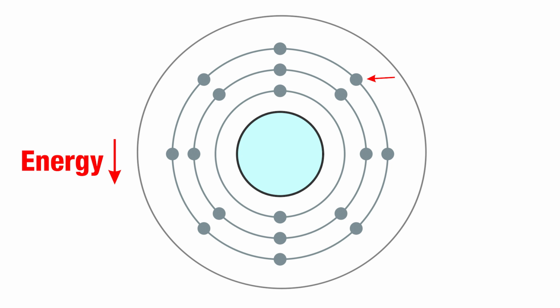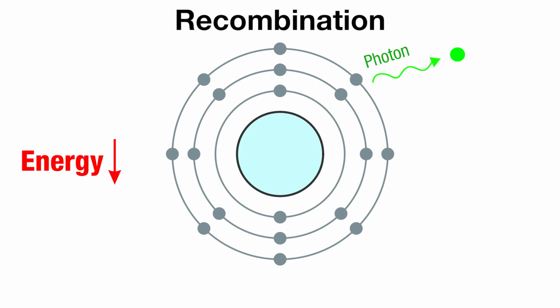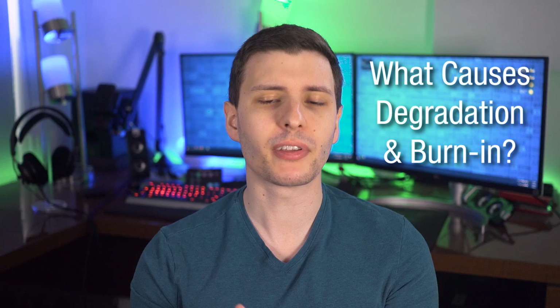and in doing so, releases its extra energy in the form of a photon, or light. This is called recombination, and the color of the photon emitted depends on how much energy is released, which in turn depends on the molecule or the material. Now, over time, OLED panels are known to degrade and potentially burn in.